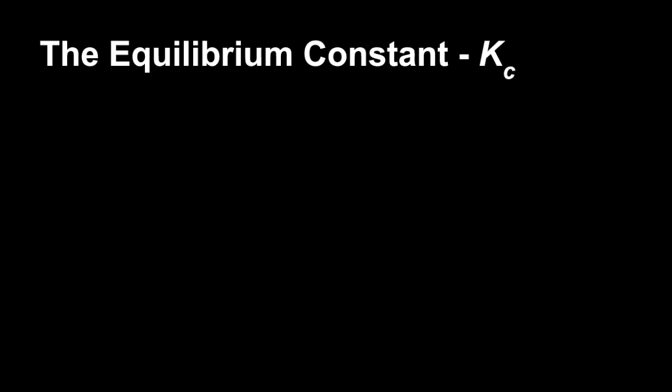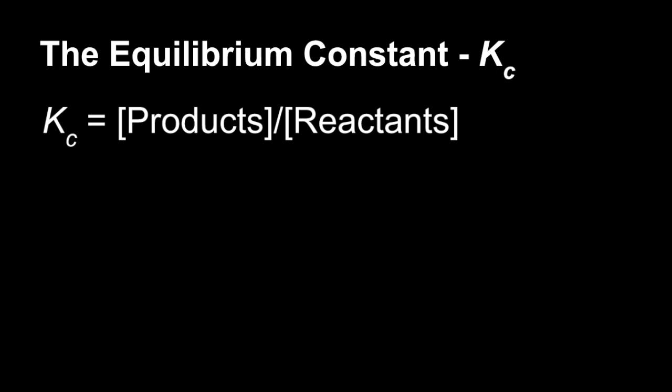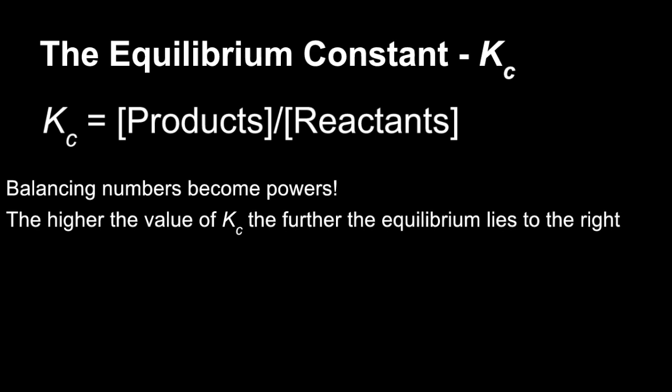So if we move on to the equilibrium constant now, so that's Kc. So Kc is essentially the equilibrium concentration of the products divided by the reactants. And in the expressions for Kc, the balancing numbers in the chemical equation do become powers now in the Kc expression. The higher the value of Kc, the further the equilibrium is towards the right hand side. Obviously vice versa is the case.